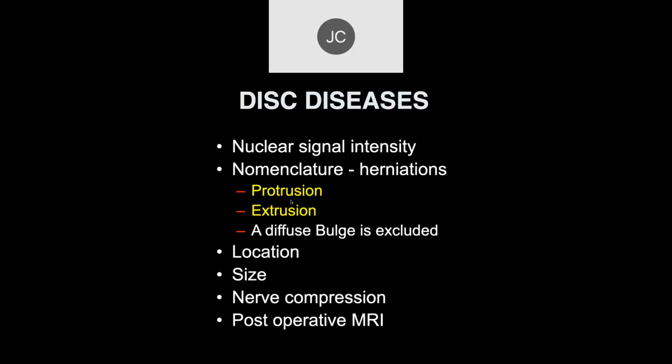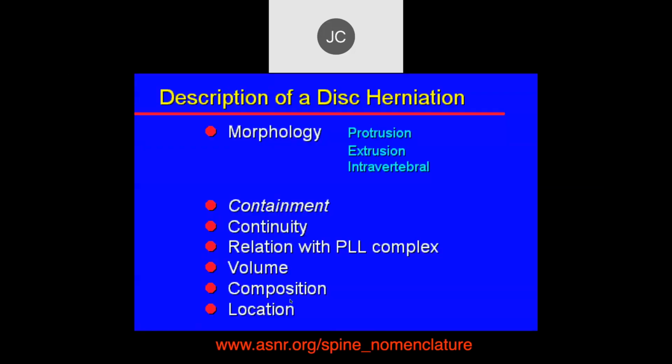We'll talk about protrusions and extrusions, and if you have just a degenerative disc, you tend to get a diffuse disc bulge. We'll talk about this in more detail. If there is a focal herniation, then you should look at its location, its size, and whether it compresses the nerve root, and we'll talk about postoperative MR later. This is from the same website, so we look at morphology. Once you see a disc herniation, you need to see whether it's contained, whether the entire disc herniation is in continuity, its relation to the posterior longitudinal complex, and its volume, composition, and location.